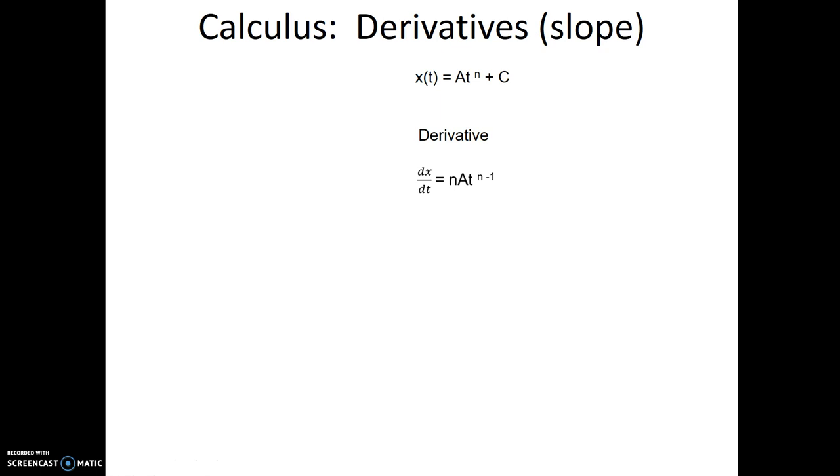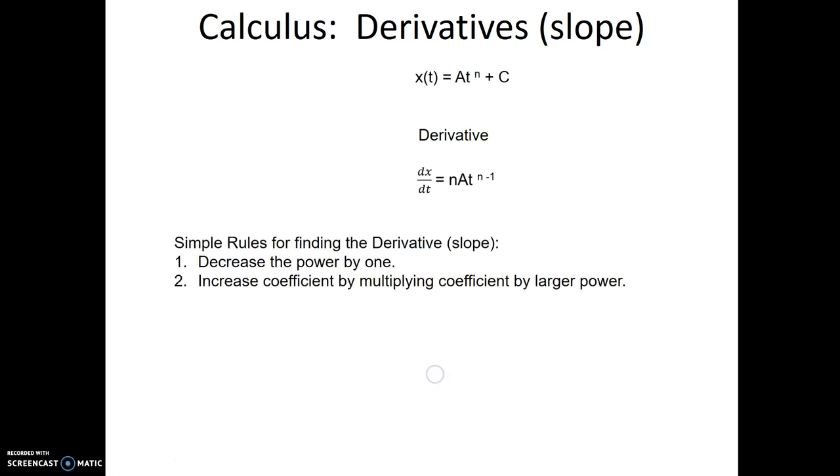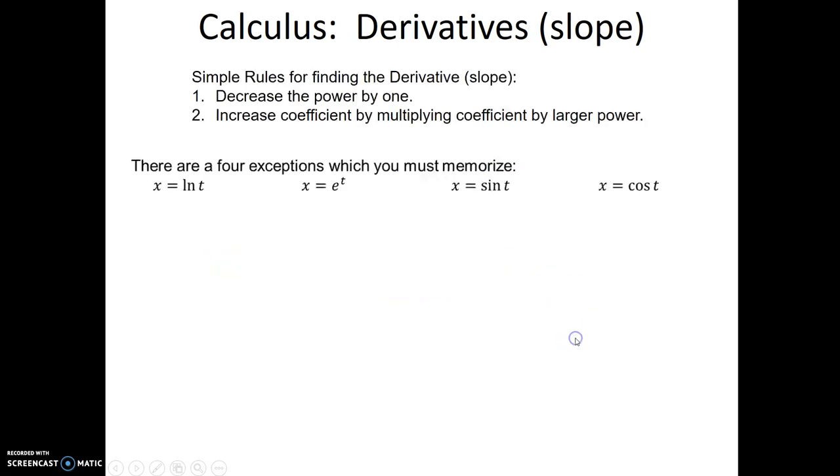Realize finding the derivative is really just finding the slope. So here are some really simple rules for figuring out what the derivative would be. And again, this is whenever you're trying to find the slope. And this is for what's called the power rule. It works for most functions. You decrease the power by 1, and then you have to increase the coefficient by multiplying the coefficient by the larger power. And that was the original power usually. So it's kind of a nice yin and yang here. You decrease the power by 1, but you have to increase. So decrease power by 1, but increase the coefficient by multiplying the coefficient by the larger power.